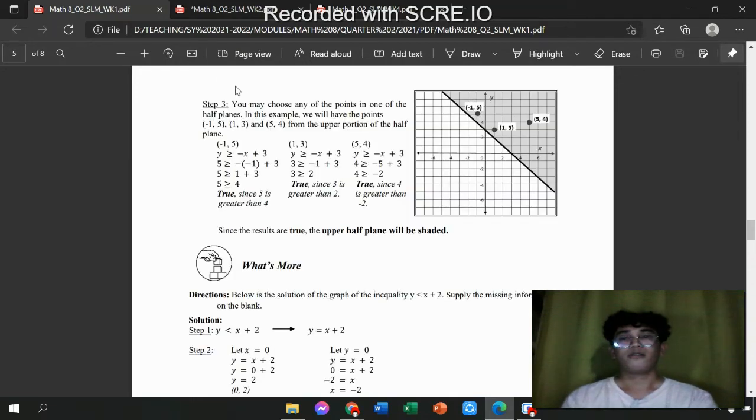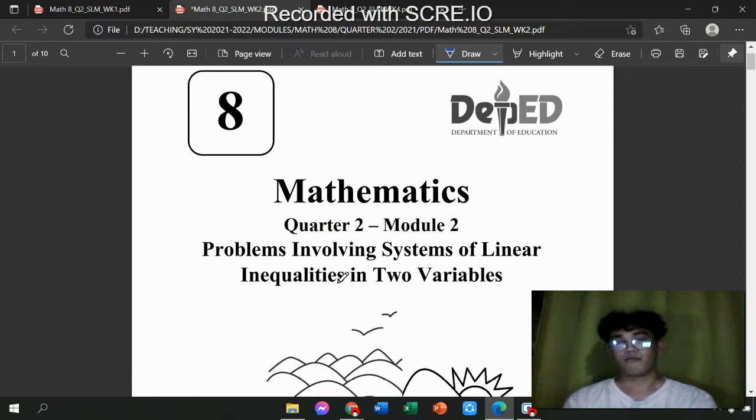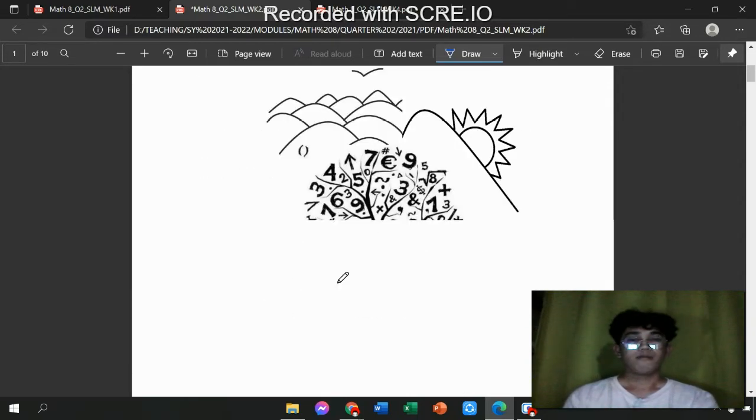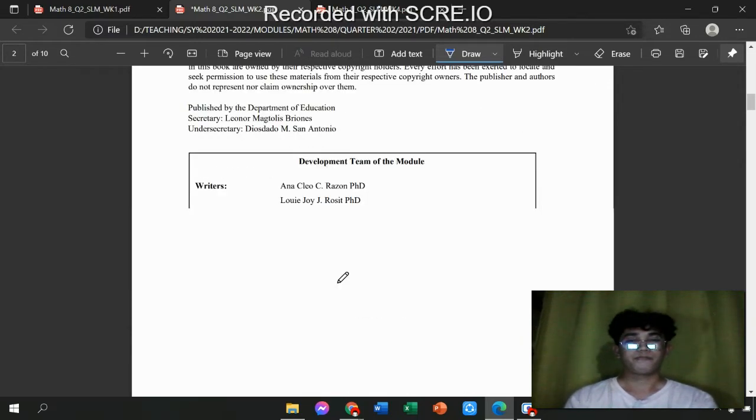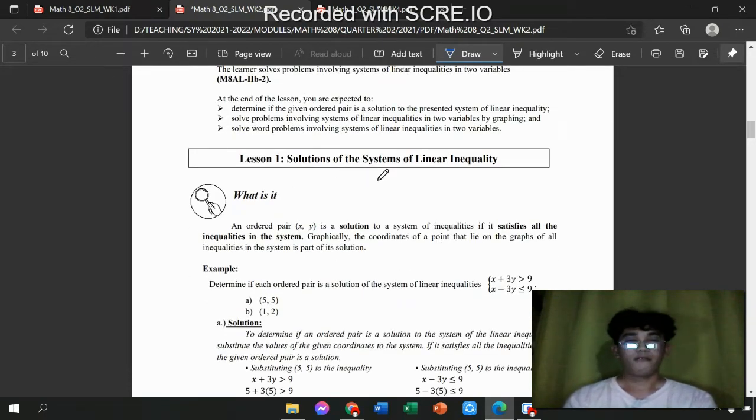Now let's move on to Module 2, Problems Involving Systems of Linear Inequalities in Two Variables. So murag connected gyapon siya sa atong Module 1. Let's go directly to Lesson 1, the solutions of the systems of linear inequality.